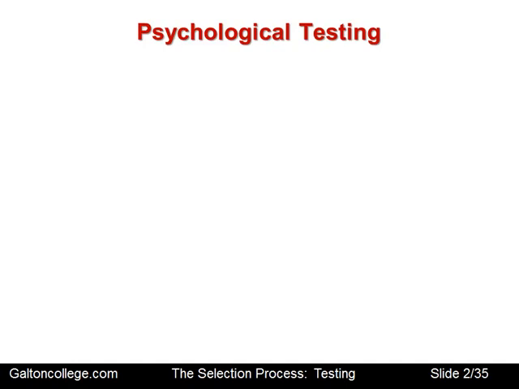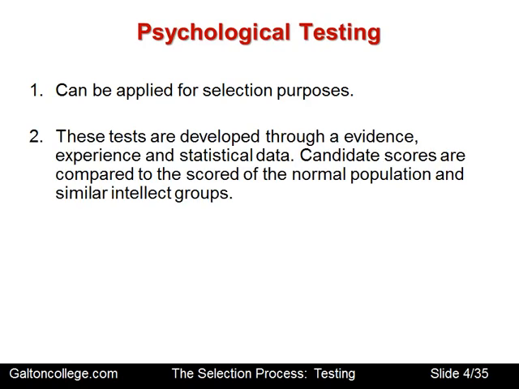So the first one we'll start with is psychological testing. Now, this can be applied for selection purposes to see if a candidate matches the requirements, if they've got the right temperament, the right orientation, the right psychological perspective, if you like, of the tasks that are required, and if they are suitable for the job. The tests are developed through evidence, experience, and statistical data.